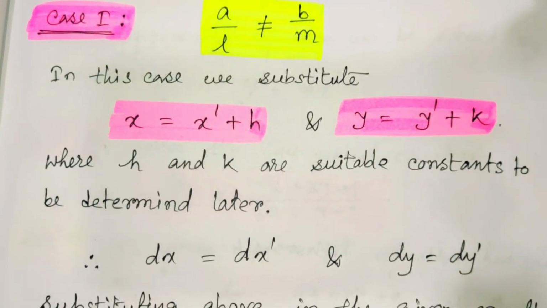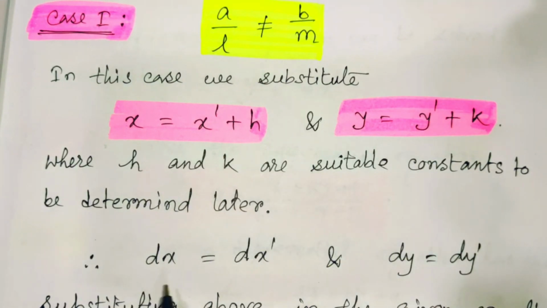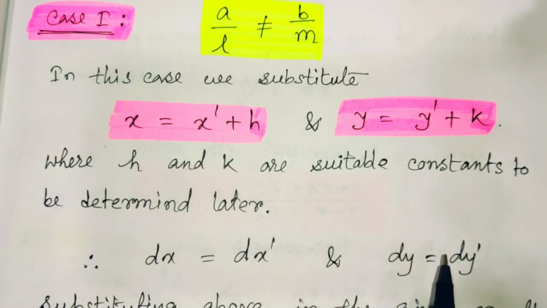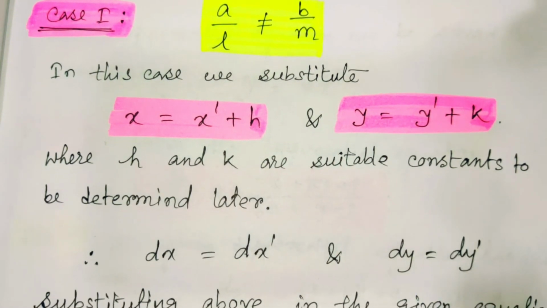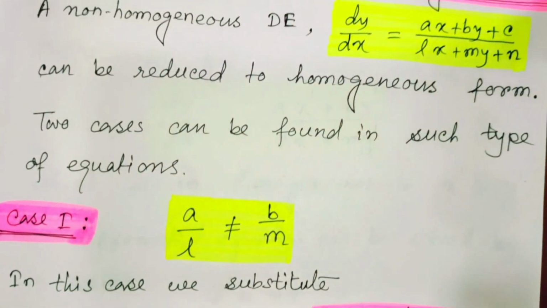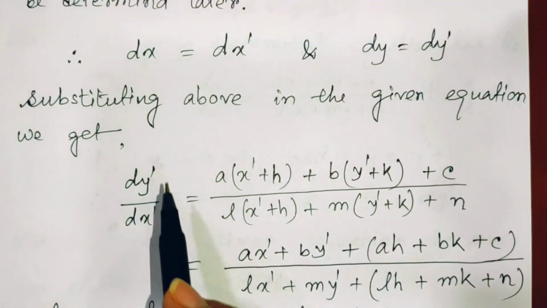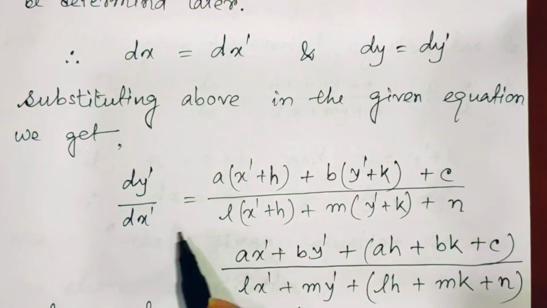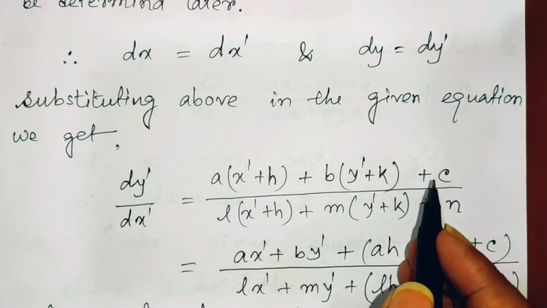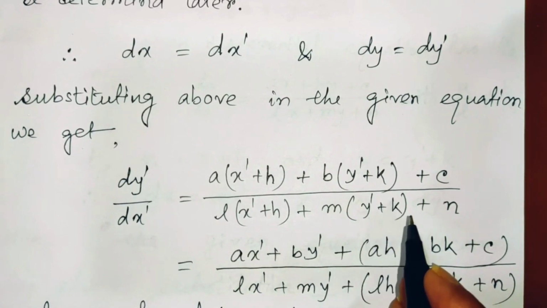Now what to do with this substitution? At first we take the derivative on both so that we find dx is equals to dx dash because h is a constant and dy is equals to dy dash because k is a constant. Now substituting this x value, y value, dx and dy in the given equation, we shall find dy dash by dx dash is equals to a x dash plus h plus b y dash plus k plus c divided by l x dash plus h plus m y dash plus k plus n.